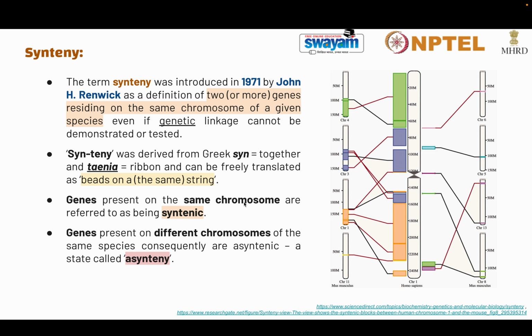And the genes which are present on the same chromosome are referred to as syntenic, whereas genes present on different chromosomes are referred to as asyntenic, and the state is referred to as asynteny.